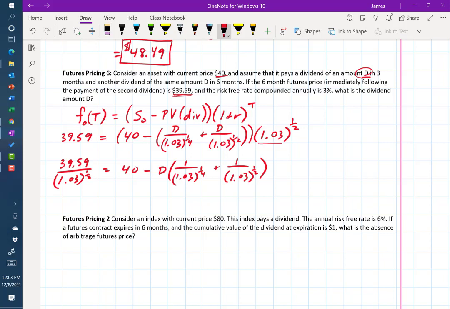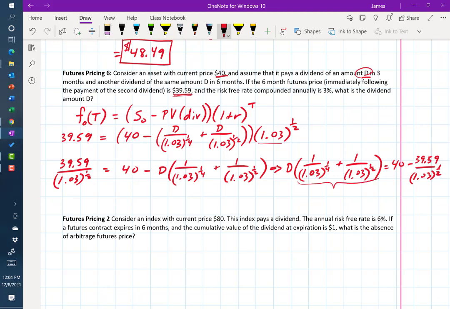And so let's see, I'm going to move things to the other side. So let me take another step here. I'm going to move the factor with the D over to the left-hand side. I don't like having to write all this again, but I'll do it quickly. So I'm just rearranging this equation. Okay, and then on the other side, I'm going to have the 40 minus, did I calculate that value? No, I haven't calculated it. 40 minus 3959 over 1.03 to the 1/2. And then I would divide both sides by this amount.